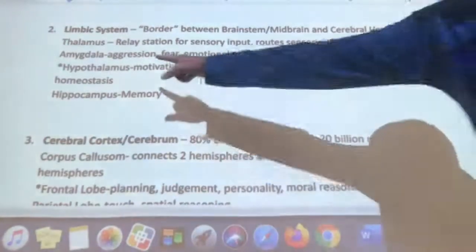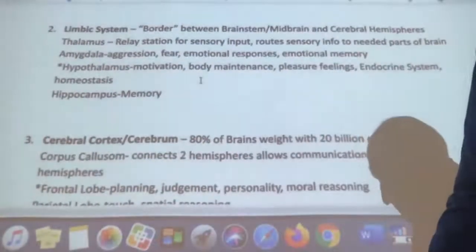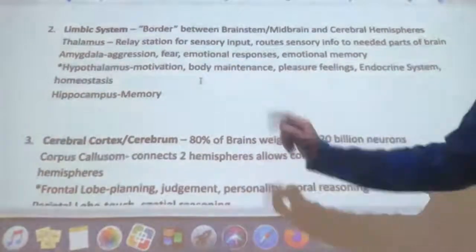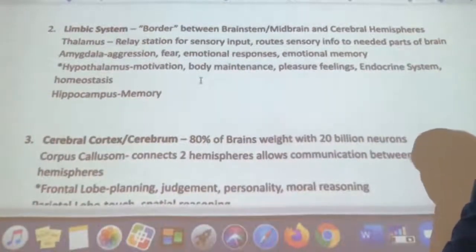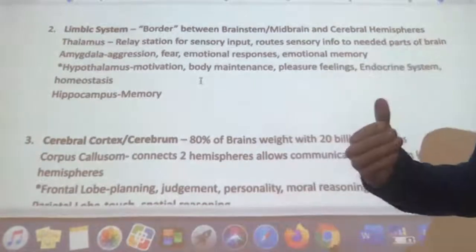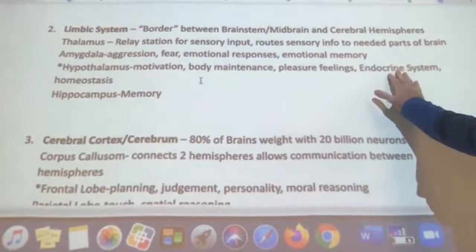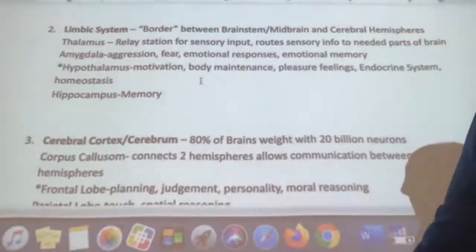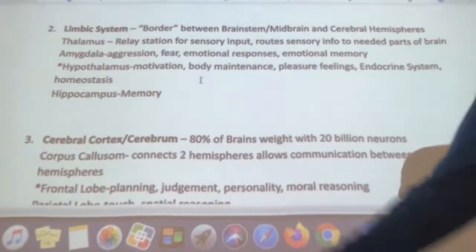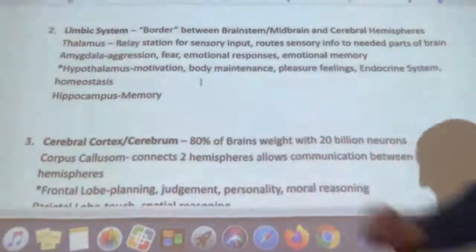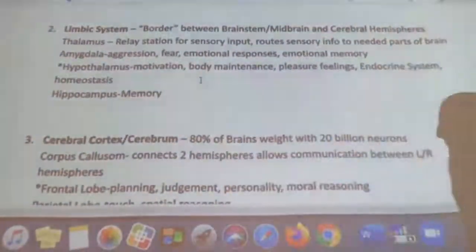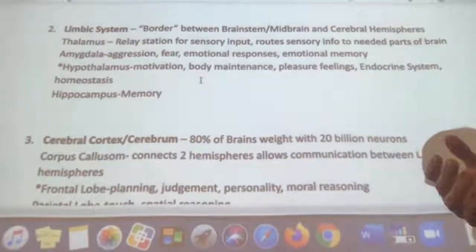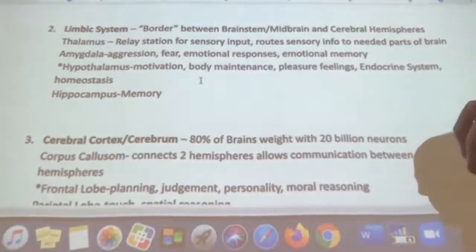We have the hypothalamus, which I have starred, which is a huge brain structure to psychology. We've already discussed that it is involved in motivation, body maintenance, pleasurable feelings. So it works in that dopamine track, which we've talked about. It also controls the endocrine system. So it works with the pituitary gland to produce and distribute hormones throughout our body. And it controls homeostasis, which is that body equilibrium. When we get to states of consciousness, we'll refer to the hypothalamus. It's a very huge structure for psychology.